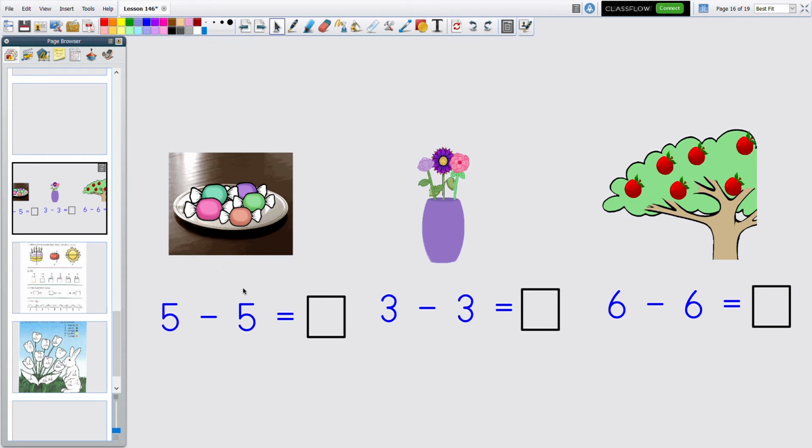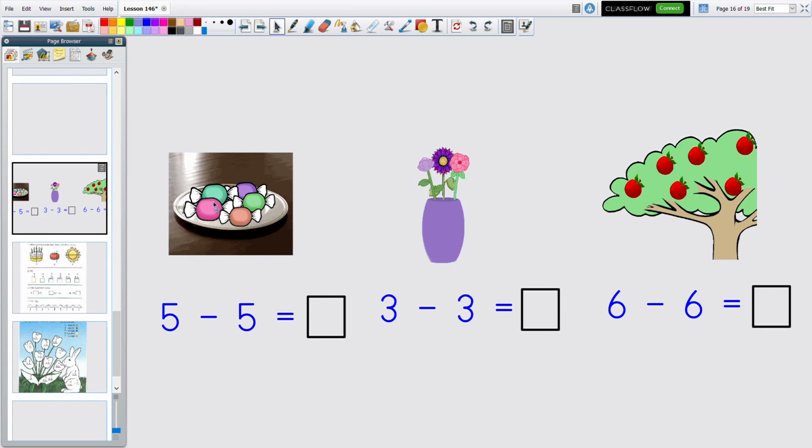So I have candy, flowers, and apples, so we're going to work with that. And we just started learning how to take away or minus. It's called subtraction. So on the first picture here, we have a candy on a candy dish. But we're going to take away some. So let's look at our number sentence. It's a subtraction sentence. 5 take away or minus 5. 5 minus 5 equals something. So we're going to figure out what that something is.